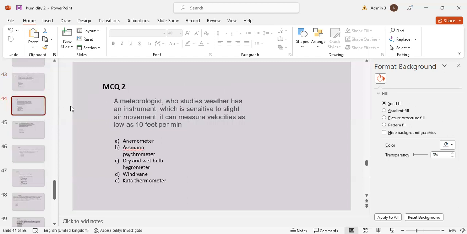MCQ number 2. A meteorologist who studies weather has an instrument which is sensitive to slight air movement. It can measure velocities as low as 10 feet per minute. This instrument is: A, anemometer; B, Assmann psychrometer; C, dry and wet bulb hygrometer; D, wind vane; or E, Kata thermometer? Anyone? No, it's E, the Kata thermometer. It can measure velocity as low as 10 feet per minute.